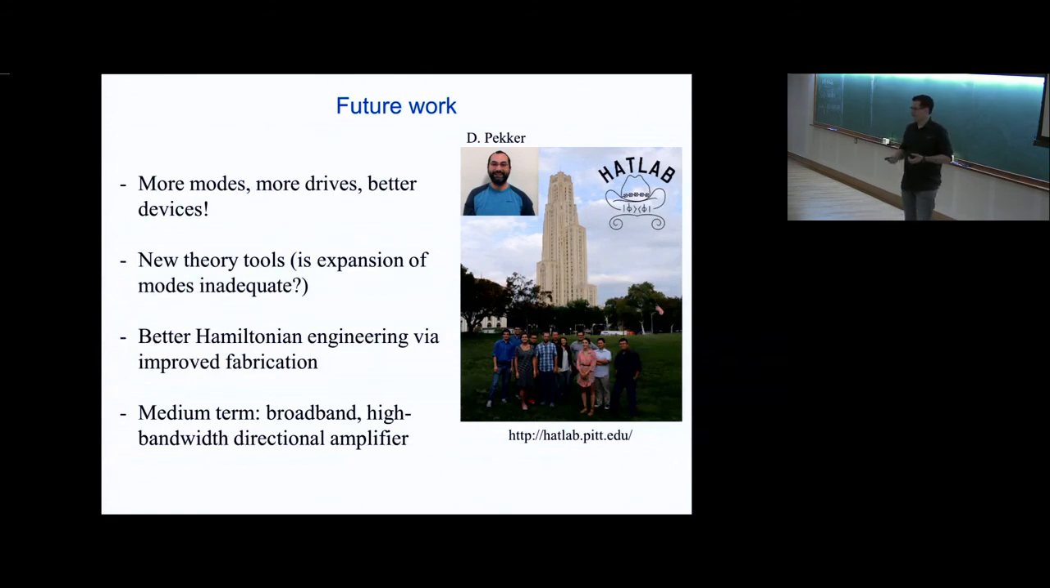This is a funny system, right? This is where your fab is aimed at A's and A daggers. So it's really Hamiltonian engineering of these systems. So we think we can do somewhat better on that in the meantime. And in the medium term, really the outlook is to make something really more broadband, more high bandwidth, and directional for all of the computing and quantum information experiments that are going on in our field.